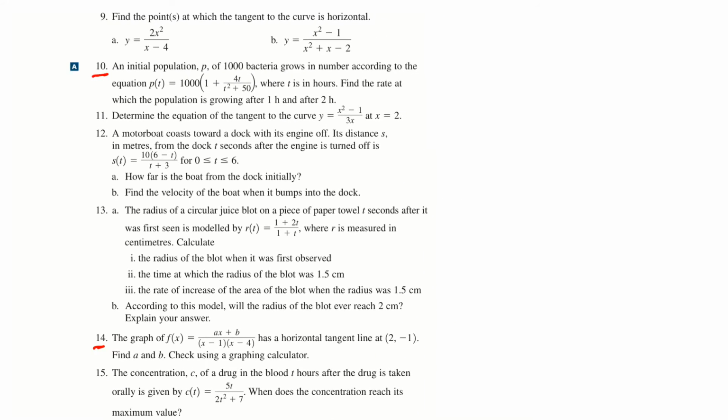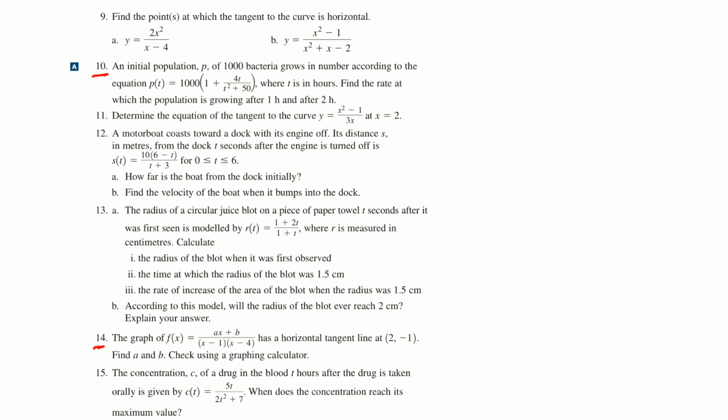Question number 10. An initial population of 1,000 bacteria grows in number according to the equation P of t equals 1,000 times 1 plus 4t over t squared plus 50. t is in hours. Find the rate at which the population is growing after 1 or 2 hours. What we are looking for is P prime at 2 and P prime at 1. The rate of change and derivative are the same thing.